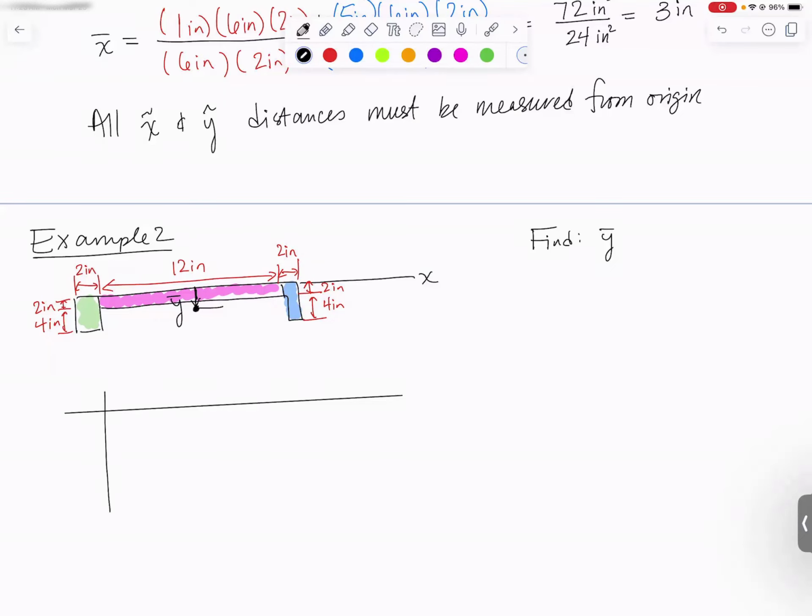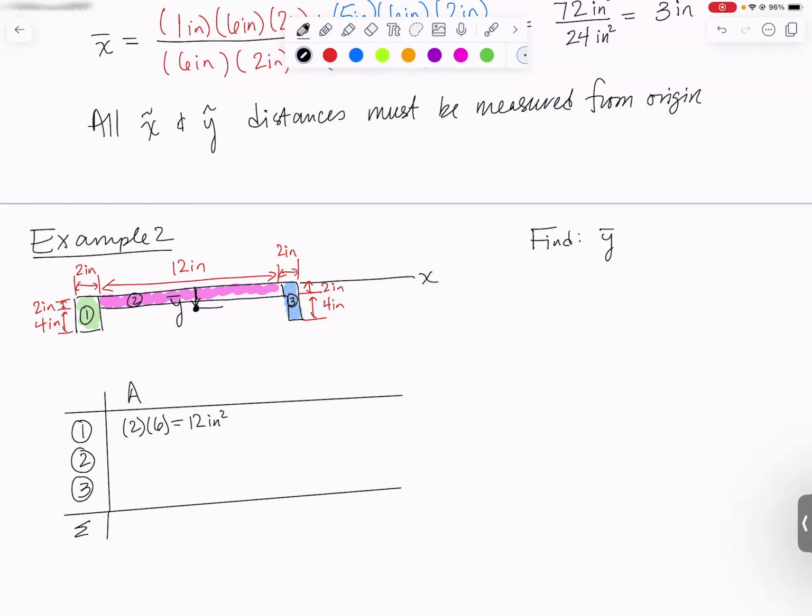I guess I need to number my shapes. Call this one 1, the pink one 2, and the blue one 3. So I've got shape number 1, 2, and 3. And then afterwards, I'll have the summations. So I'll do the areas first. Shape 1 looks like a 2 by 6 area. So 2 times 6 is 12 square inches.